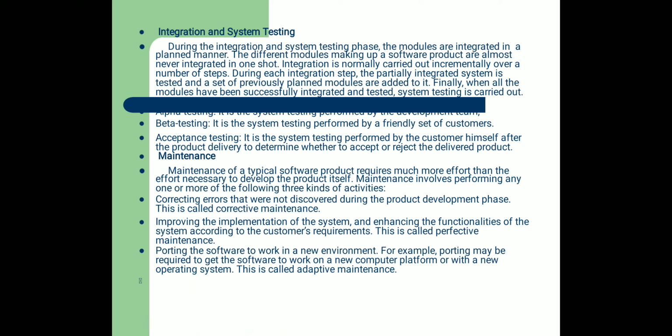After system testing, we give maintenance. Maintenance of a typical software product requires much more effort than is necessary to develop the product itself. Maintenance involves performing any one or more of the following three kinds of activities: correcting errors that were not discovered during the product development phase, this is called corrective maintenance; improving the implementation of the system and enhancing the functionality of the system according to the customer requirements, this is called perfective maintenance; porting the software to work in a new environment.